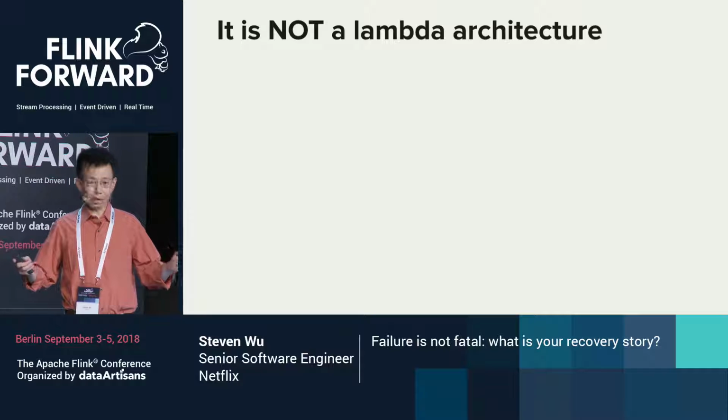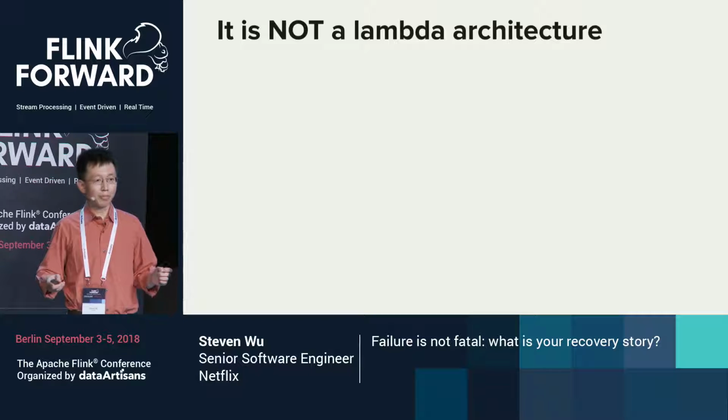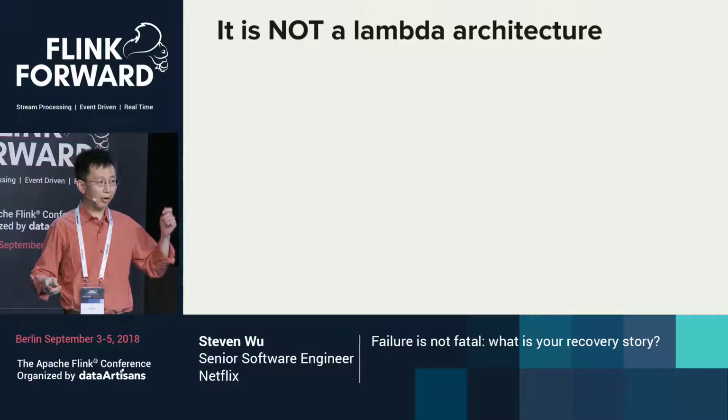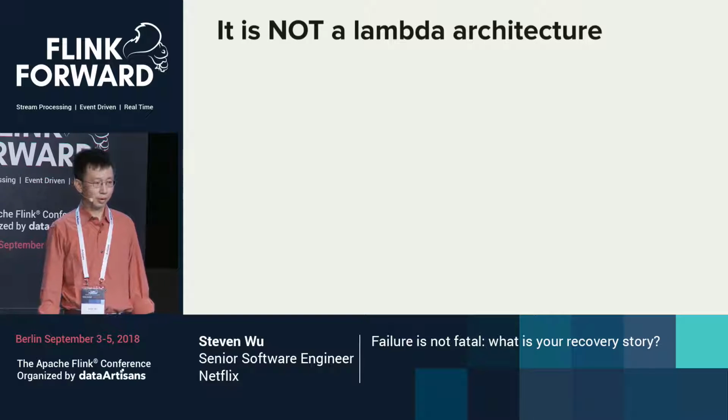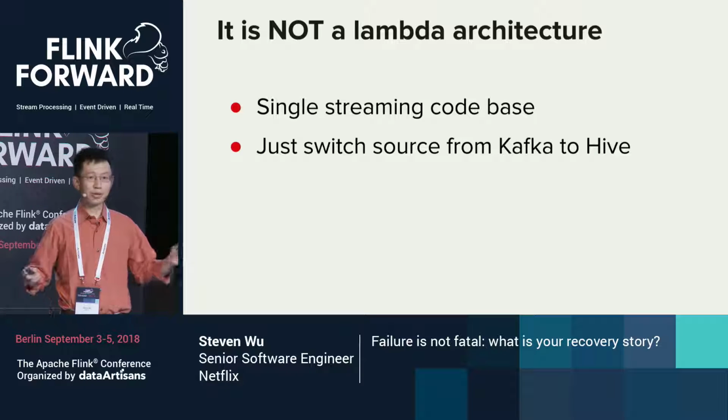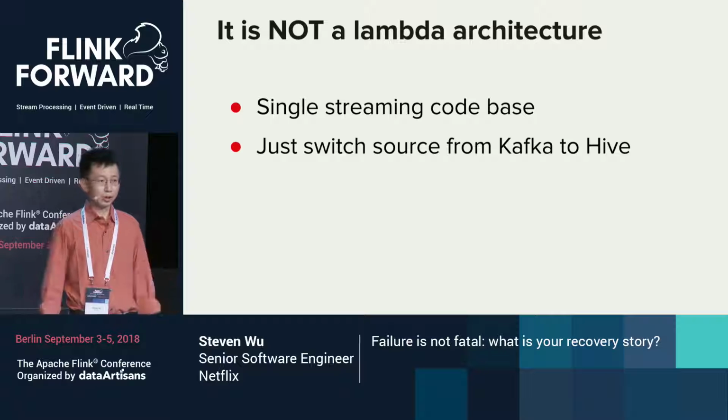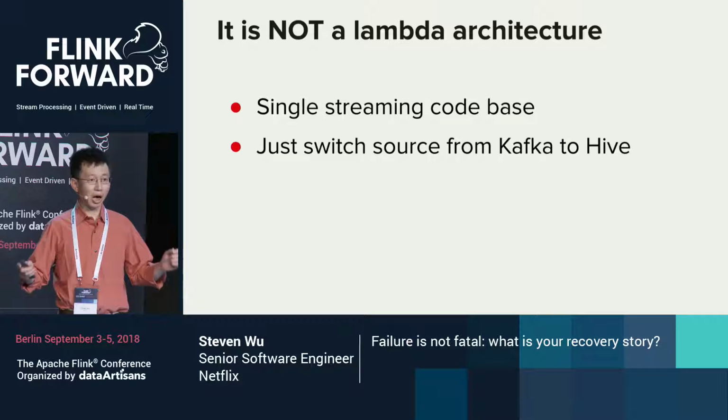This is not a Lambda architecture, where you have a batch job that produces accurate results, but maybe longer delay. And you have separate code base where you have streaming job that can produce real-time output, but maybe less accurate. Here, we have the single streaming code base. User just needs to switch the source from Kafka to Hive.